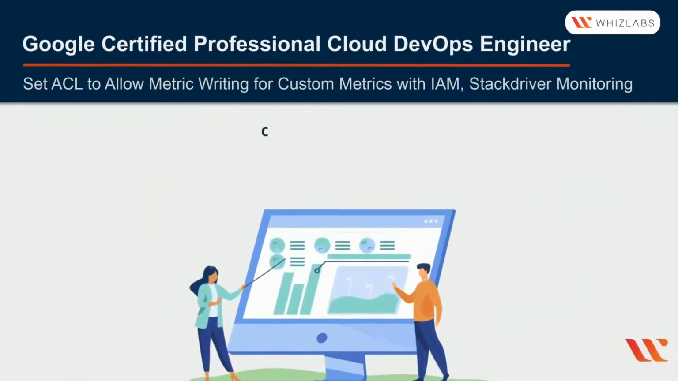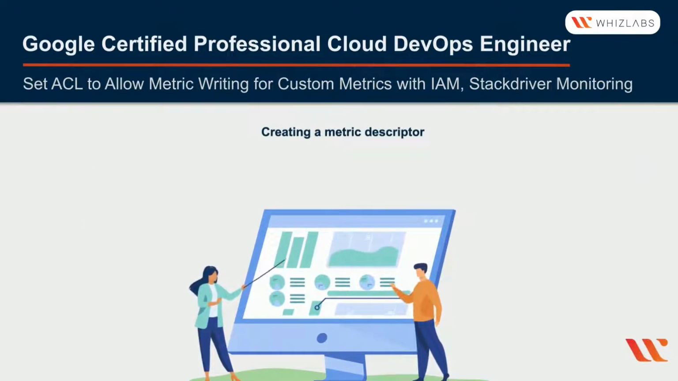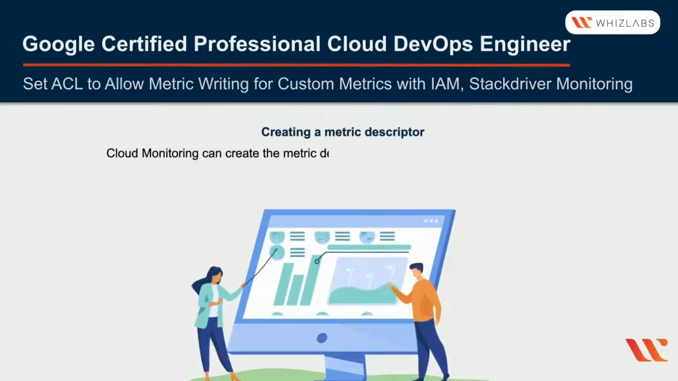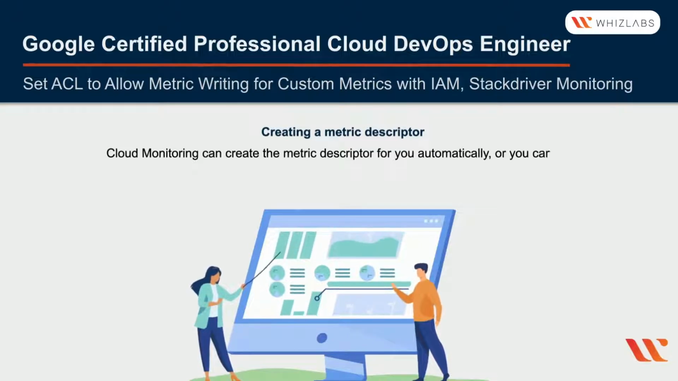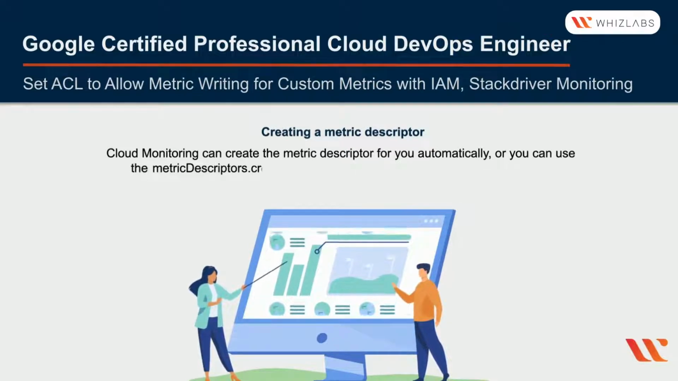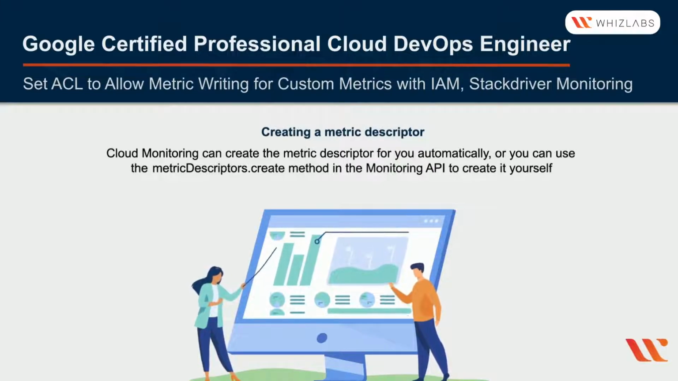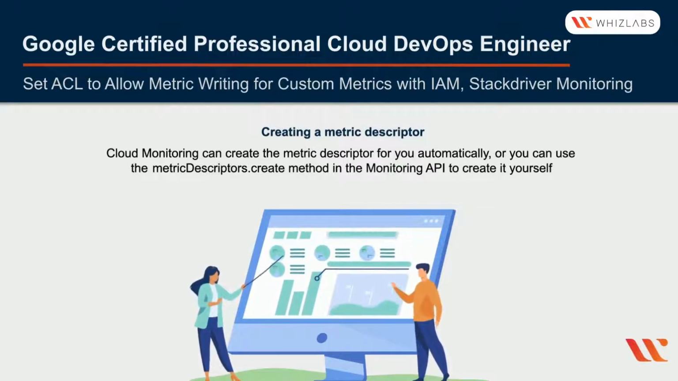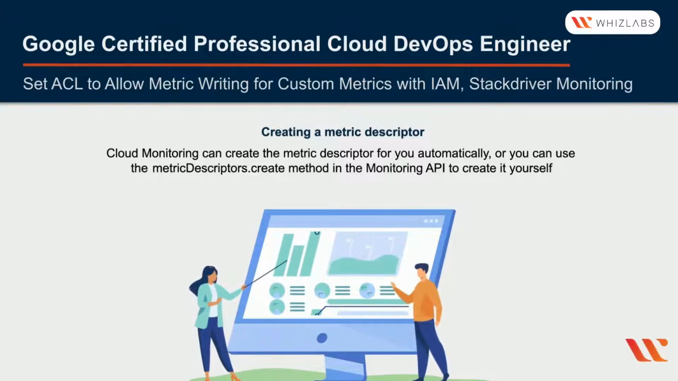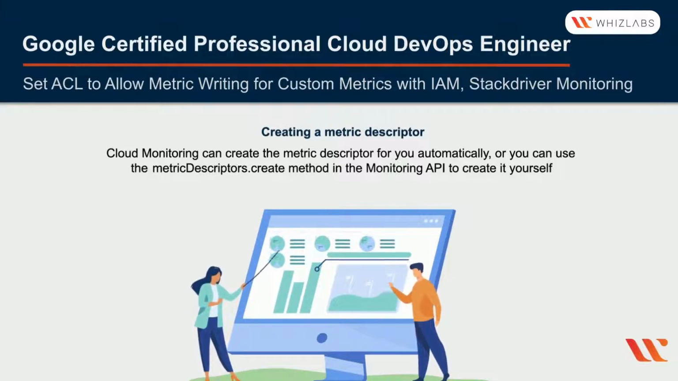So let's see how we can create a metric descriptor. Cloud Monitoring can create the metric descriptor for you automatically. Or you can use the metricDescriptors.create method in the Monitoring API if you wish to create it manually. You cannot manipulate the metric descriptors by using the Google Cloud Console for the monitoring part.